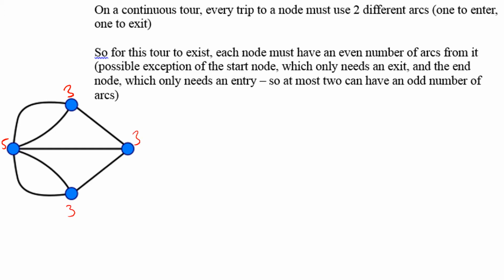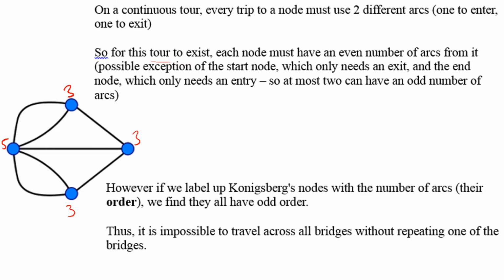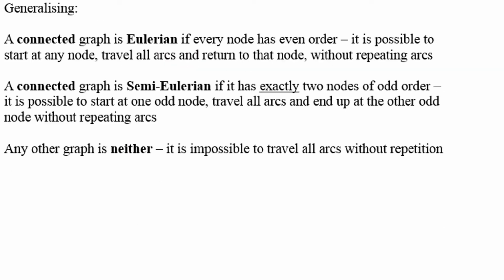And we have this general thing: for a tour to exist, every node must have an even number of arcs from it, and that's if you want to end up where you started. Or if you want to start and end at different points, those can be odd. So that's what we say. It's impossible to travel over all the bridges without repeating one of them.